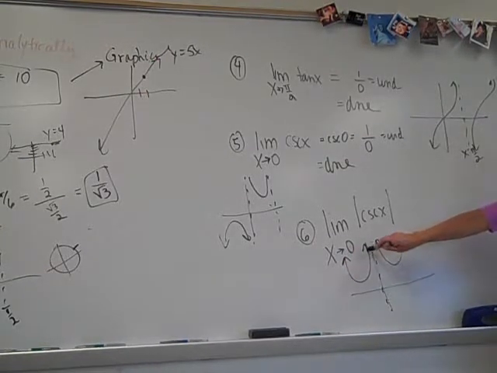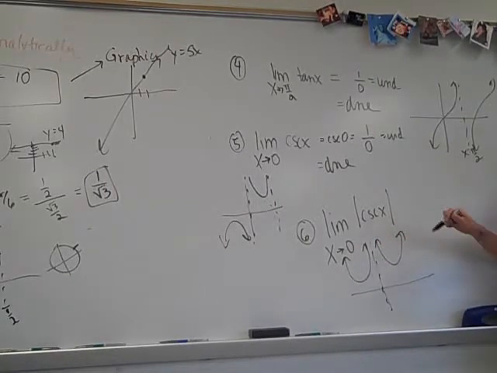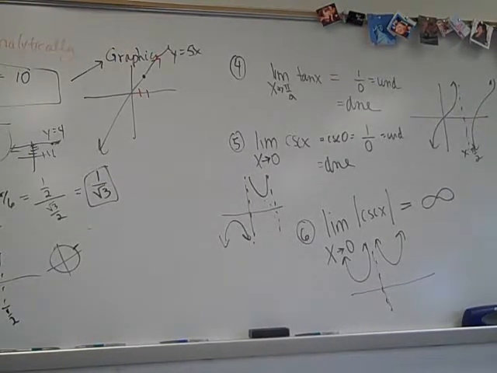So at 0, what are we going to the left and the right? Where are we headed? Infinity. So that one's actually infinity. This is where, if you really struggle with graphing, this gets pretty hard.